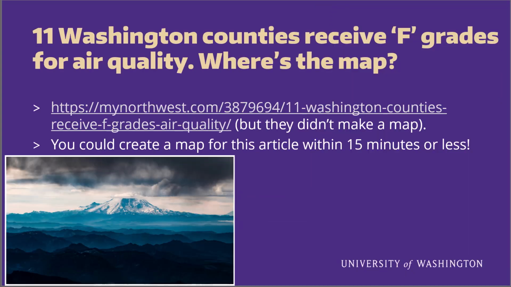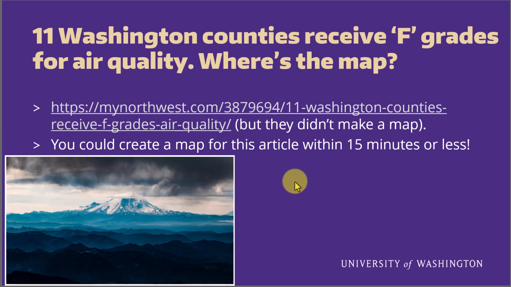This was 2020 in September. There were heavy clouds hovering over Tacoma and most of the Puget Sound. And then there's this mynorthwest.com story about the air quality. And they talked about how 11 counties received F grades for air quality, but they didn't include a map. And I found that very interesting because all of you now could spend 15 minutes or less, given the right information, with everything you've done in Lab 2 or leading up to Lab 2, and prepare a decent map for them, and it would have been better than nothing.